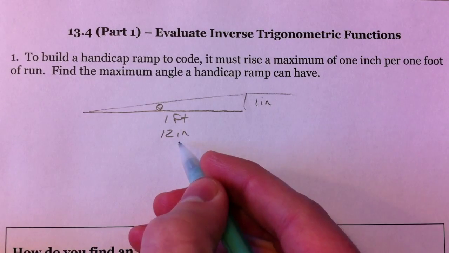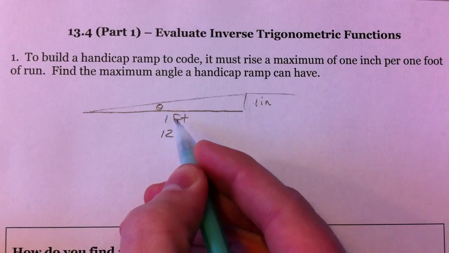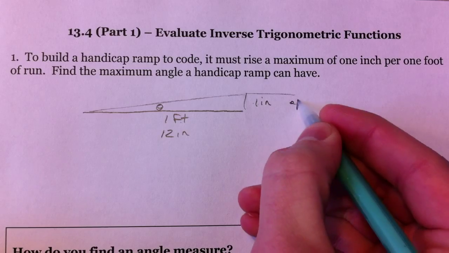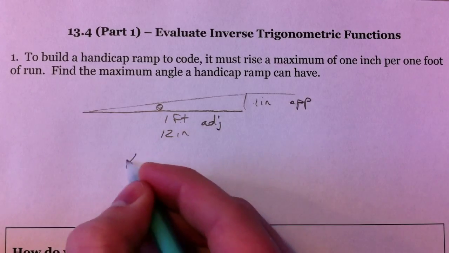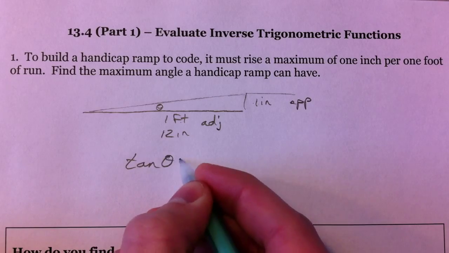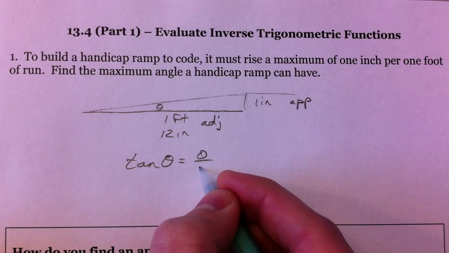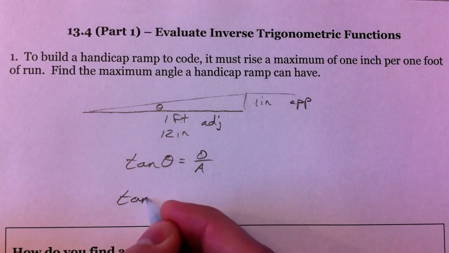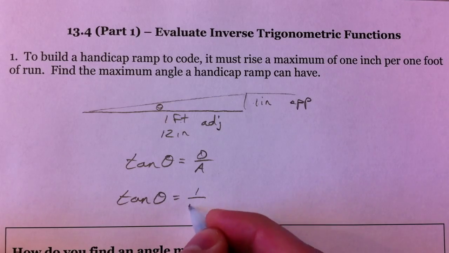So 1 to 12. And so this is the opposite side of the angle, and this is the adjacent side. Opposite and adjacent. And so we're talking about the tangent. The tangent of some angle has to be the opposite over the adjacent, or the tangent of that angle has to be 1 over 12.